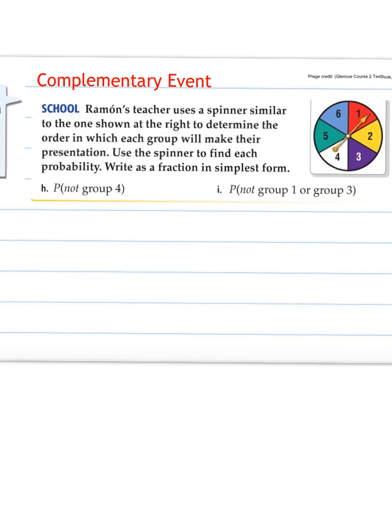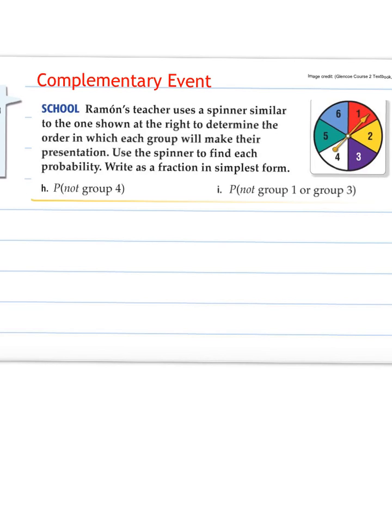Okay, so Ramon's teacher uses a spinner similar to the one shown at the right to determine the order in which each group will make their presentation. Use the spinner to find each probability. Write as a fraction in simplest form. Okay? So our first example here is the probability that it is not group 4.